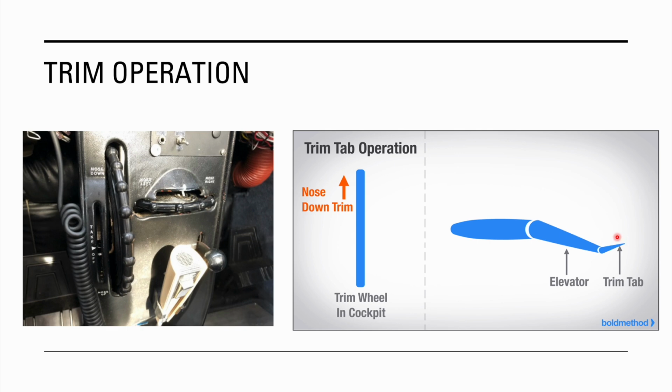So it kind of works intuitively to what you think the elevator should be doing. So it deflects opposite, and then the air pushes the elevator the opposite direction. So now if you wanted to do nose up trim, rotate this downward. The trim tab deflects downward like that. The airflow hits it and then pushes the elevator upward. And so as the air hits that elevator pointed like that, it's going to pick the nose up.